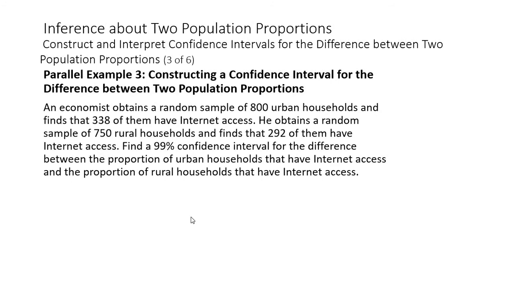Let's look at an example and see how we're going to construct an interval for the difference between two population proportions. An economist obtained a random sample of 800 urban households and finds that 338 of them have internet access. He obtains a random sample of 750 rural households and finds that 292 of them have internet access. Find a 99% confidence interval for the difference between the proportion of urban households that have internet access and the proportion of the rural households that have internet access.